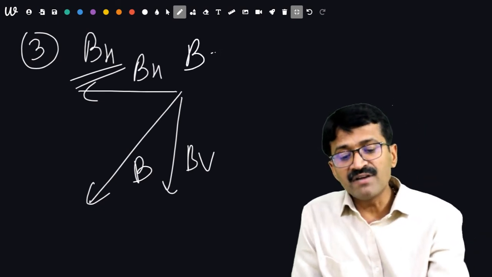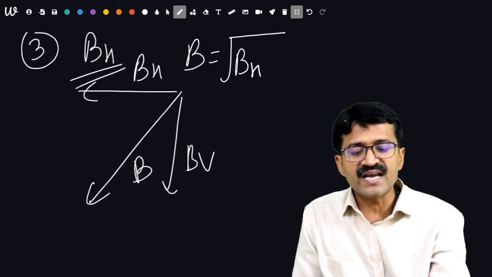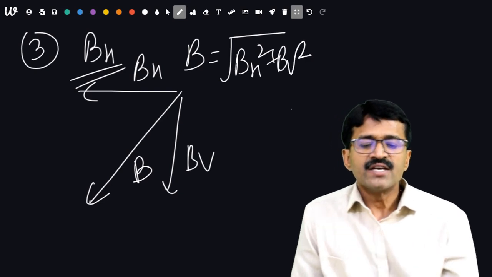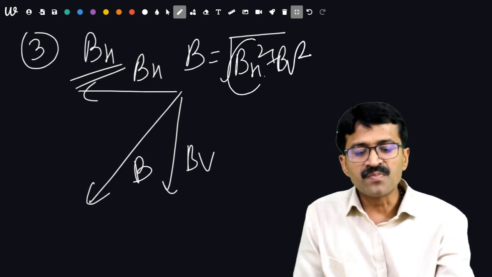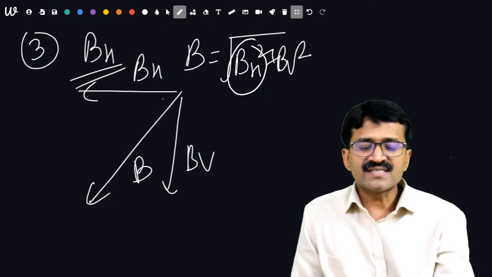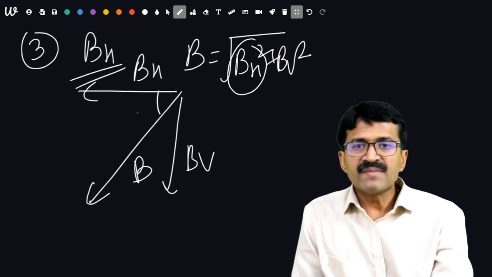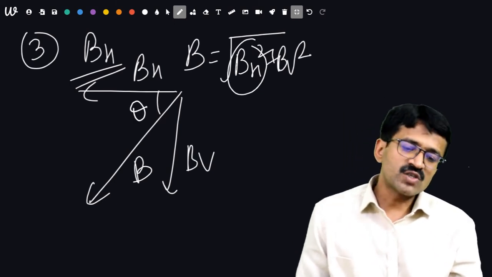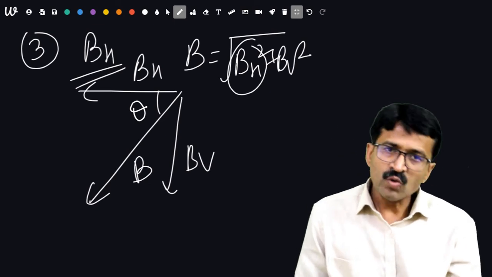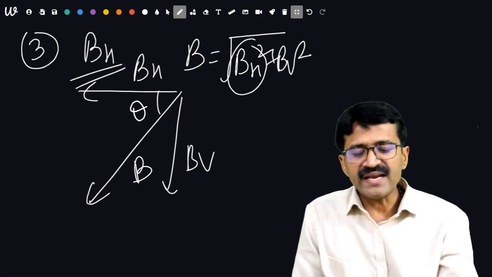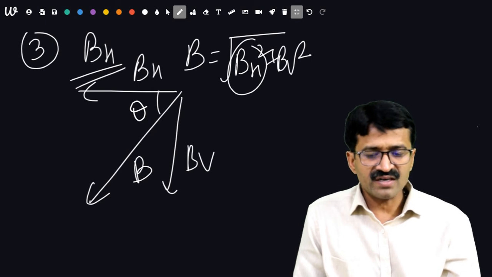Then the resultant will be B is equal to under root BH square plus BV square. This horizontal component is more important. So this is said to be the elements of terrestrial magnetism, elements of Earth's magnetism. Students, what will it be in terms of angle of dip?